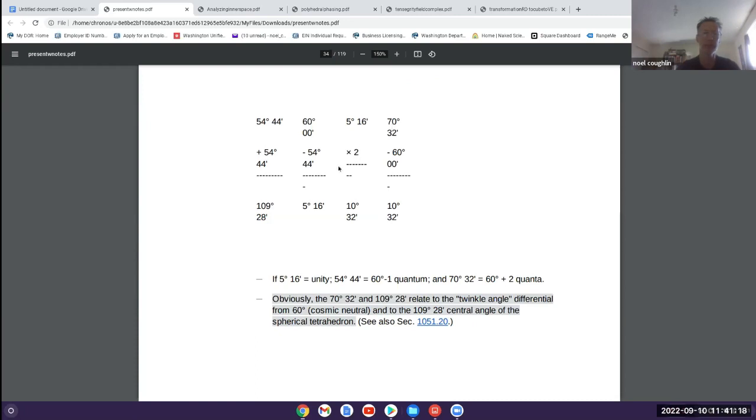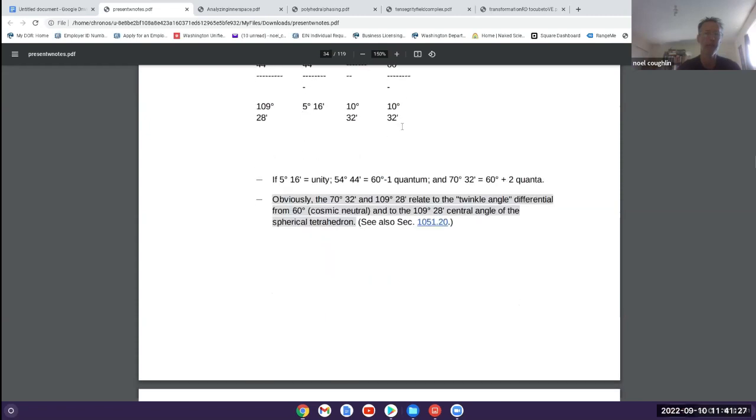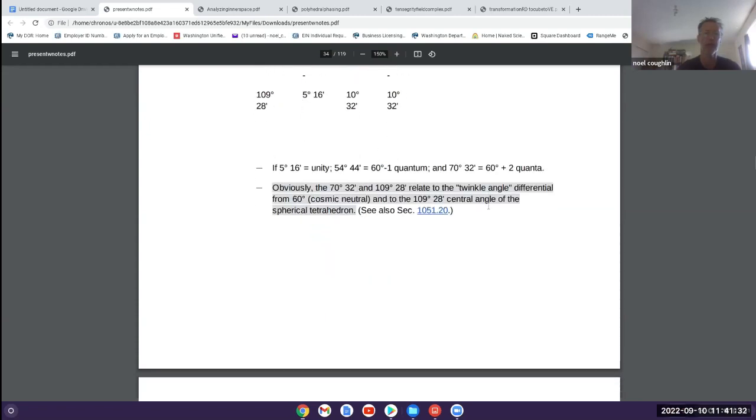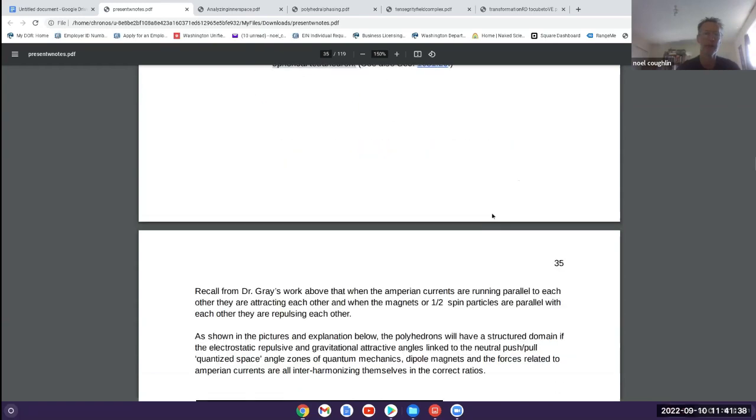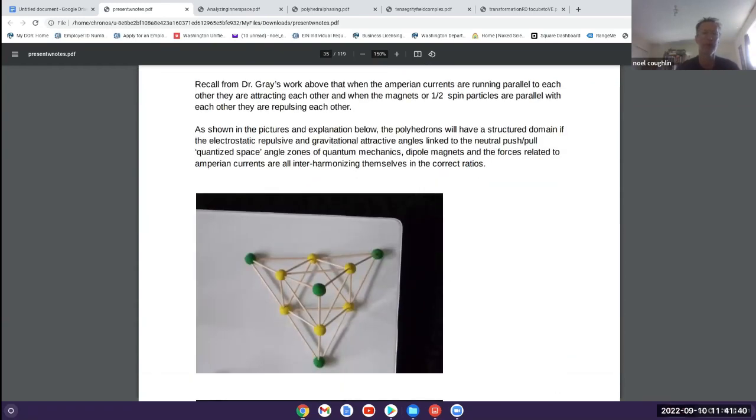Now notice that considering 60 degrees is the neutral angle, when you subtract 5°16', you get that. And when you add 5°16' times 2, you get that. Obviously, the 70°32' angle and the 109°28' relate to the twinkle angle differential from cosmic neutral and to the central angle of the spherical tetrahedron, 109°28'. Recall from Dr. Gray's work above that when the Amperian currents are running parallel to each other, they are attracting each other, and when the magnets or half-spin particles are parallel with each other, they are repulsing each other.